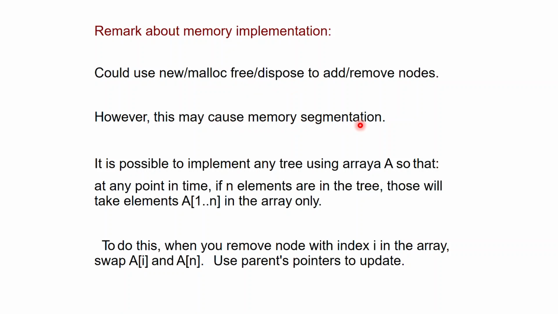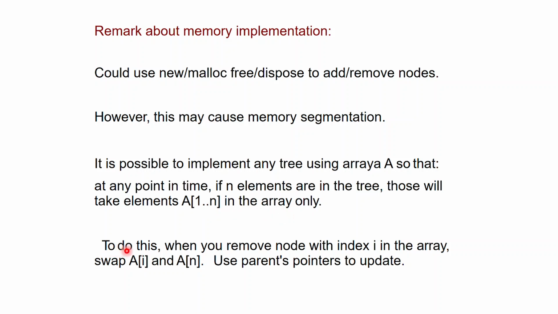If you want to keep things completely under your control and really understand what is going on, you can use our array representation. And then there is the issue, if you want to remove a node, how you do that from the middle of the array. It is possible to implement the tree using arrays in a way that at any point in time, if you have n elements in the tree, those will take only positions 1 to n in the array. So even if I have an array with n elements, and you remove something in the middle, you can modify the array to just occupy the first n-1 positions.